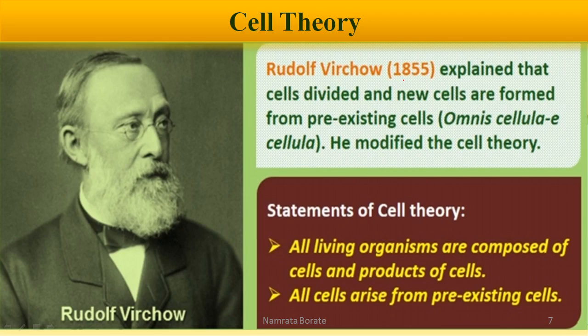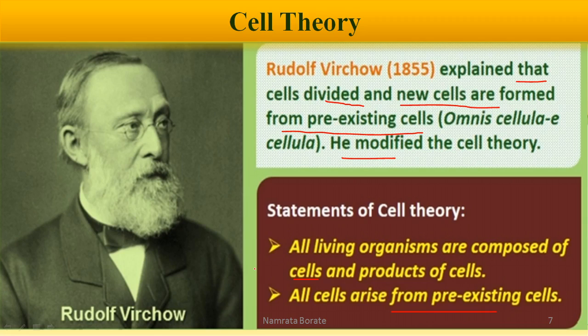Afterward, Virchow in 1855 explained that the cell divides and the new cells are formed from the pre-existing cell. So, he modified the cell theory. So, what's the statement of the cell theory? The first statement is that all the living organisms are composed of cells and the products of cells. Second one, all the cells arise from the pre-existing cell. Next one is total activities of the cells are responsible for activities of the organism.